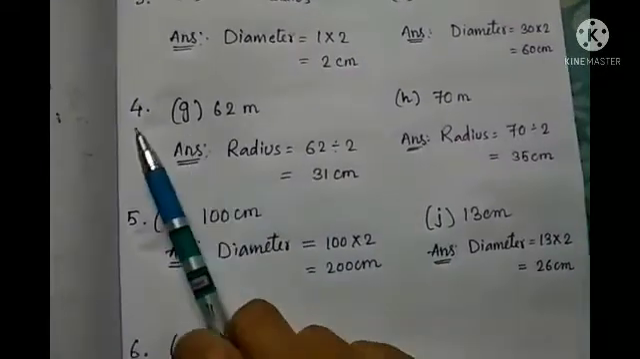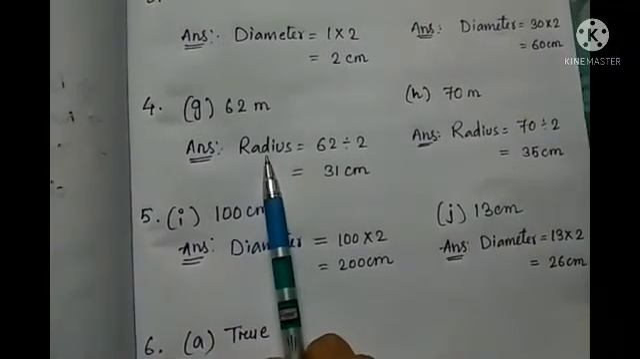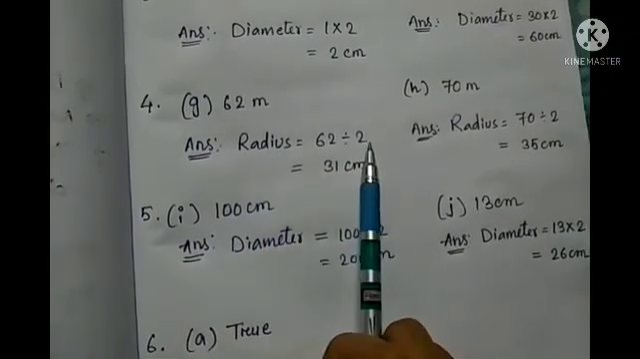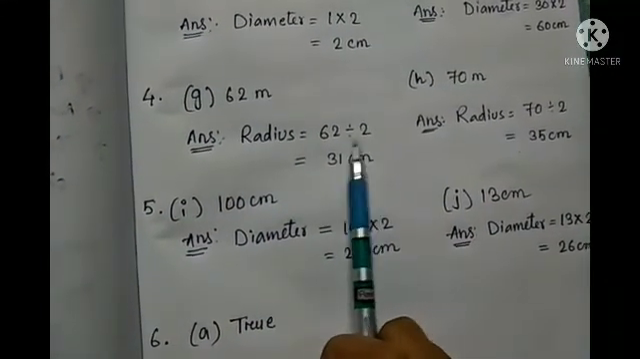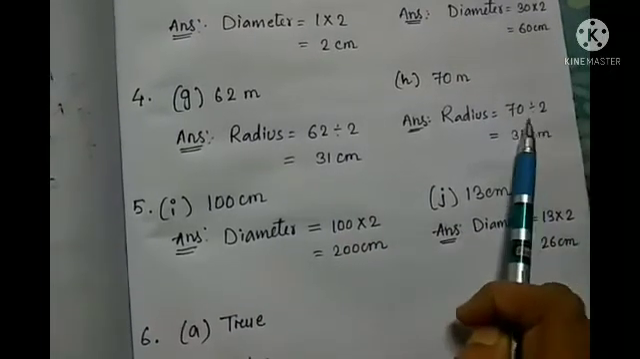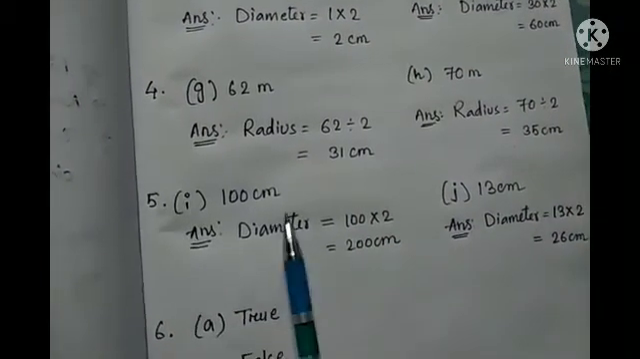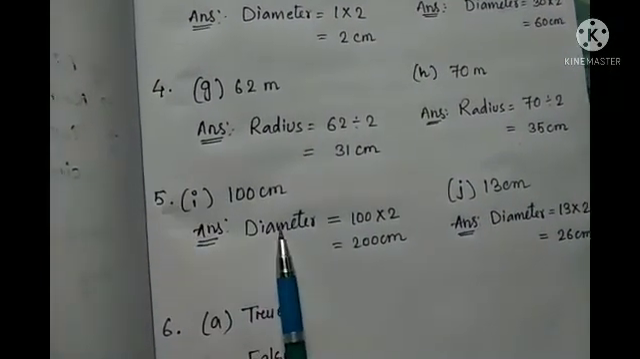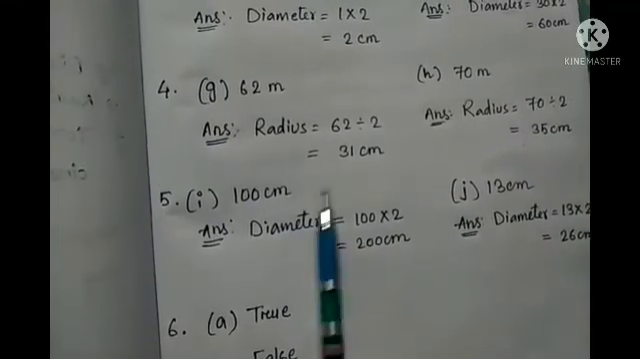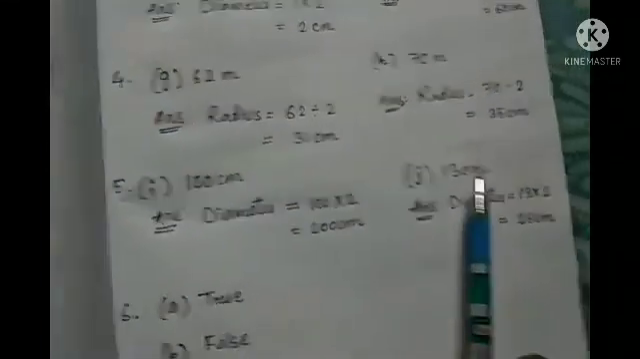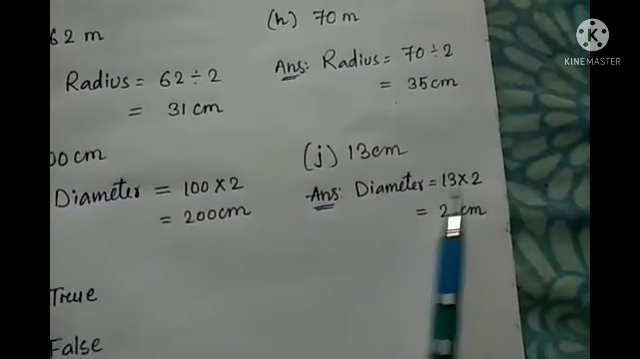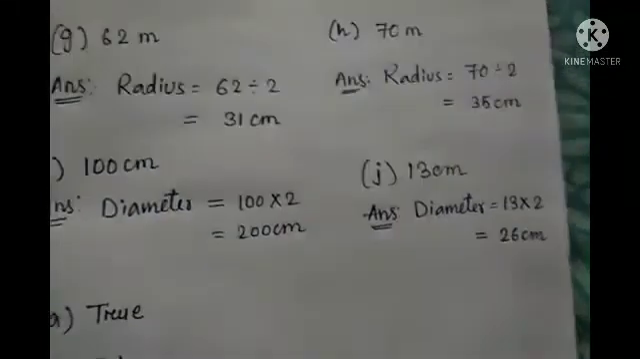Okay, so you can see here I have shown 4 number, 62 meter is the diameter. So to find out the radius we have to divide it by 2. Okay, so the answer will be 31 centimeter, and in case of 70 meter it will be 35 centimeter. And in case of question number 5, radius is given, you have to find out the diameter, so you have to multiply it. Okay, so I have shown you I and J number.